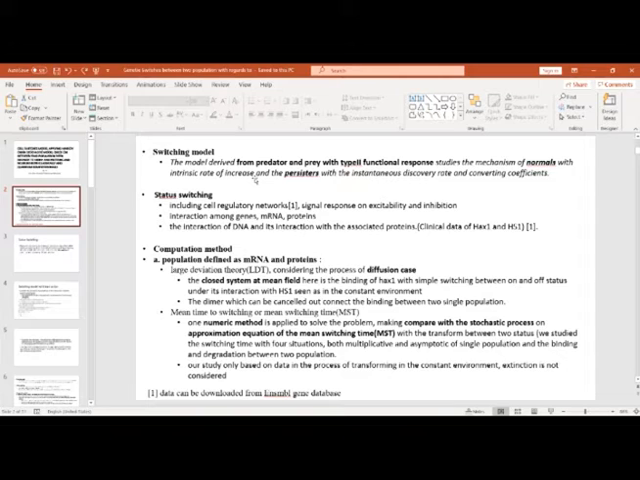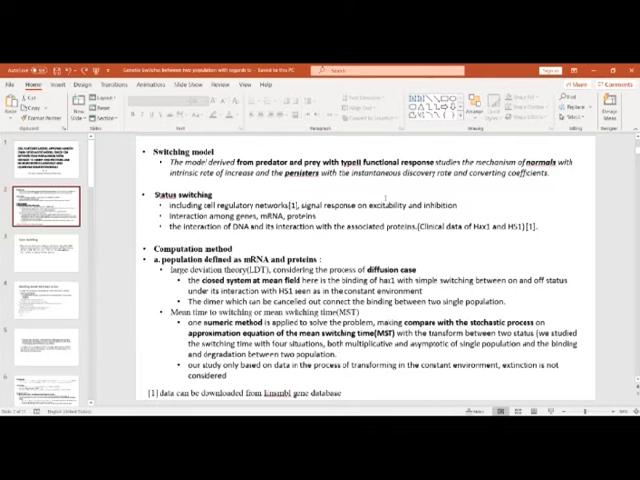Basically, the switching model here is derived from the predator and prey type 2 function model, and there is the mechanism of the normals and the persisters. The normals have the intrinsic rate of increase, and the persisters have the instantaneous discovery rate and converting coefficient.